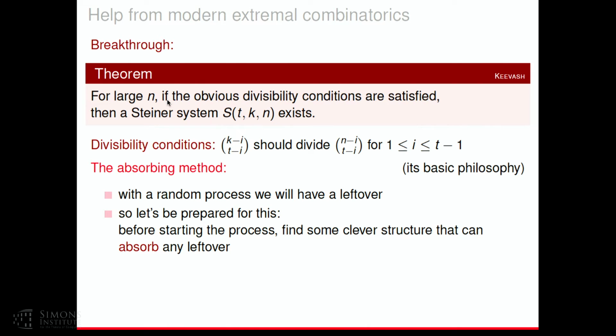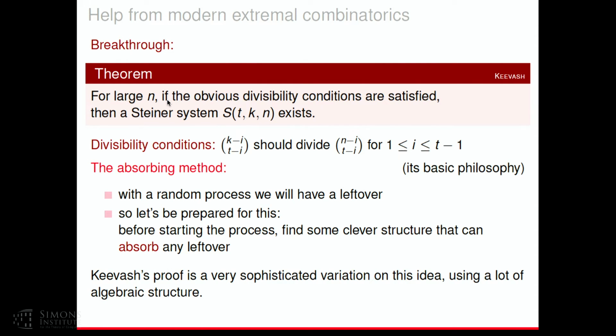So if we know that we have a leftover, then once we are there and we have this leftover, maybe there's not much anymore that we can do. So what we should rather do is preparing for this leftover right at the beginning. Meaning before we start the random process, we somehow find some clever structure that will allow us, in the end, whatever our leftover will be, to absorb it. And that's why it's called the absorbing method, meaning to turn this leftover together with the clever structure into a perfect covering with these. So that's the main philosophy of the absorbing method.